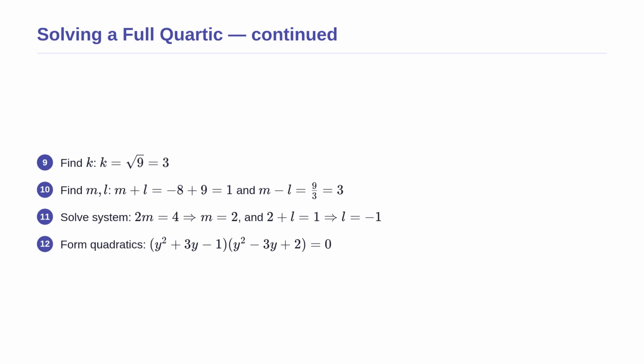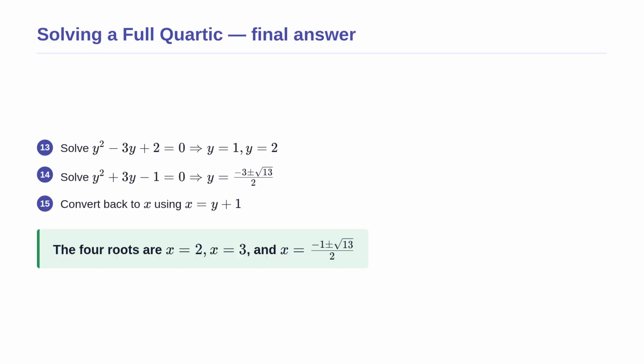We can now write our original quartic as the product of two quadratics in terms of y. We solve these two quadratics. The second one factors easily, giving y equals 1 and y equals 2. The first requires the quadratic formula.